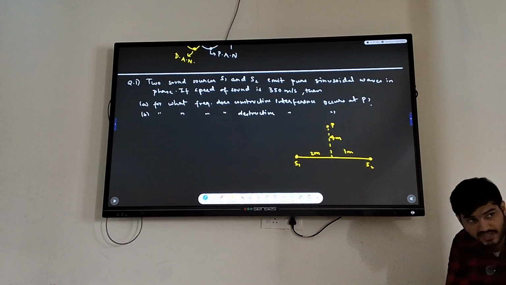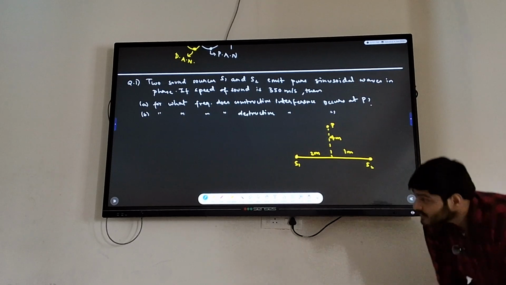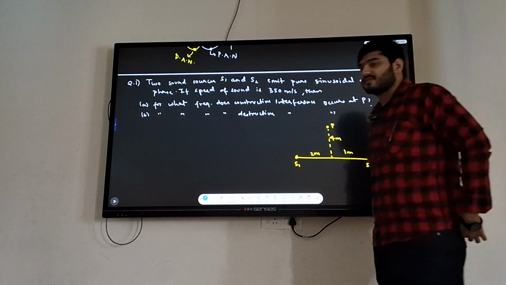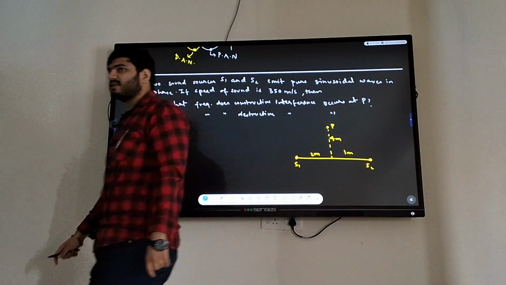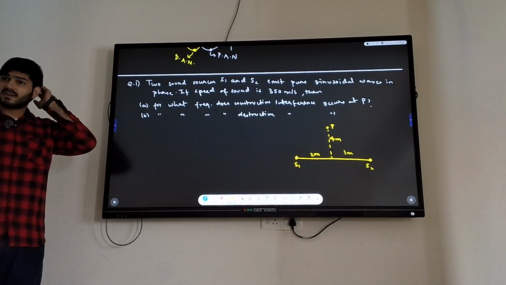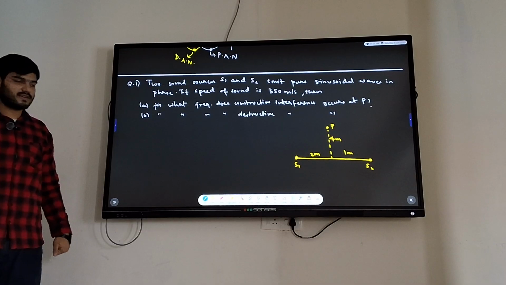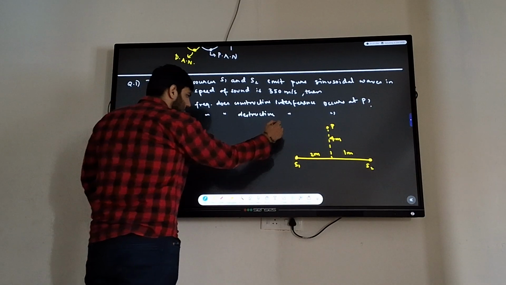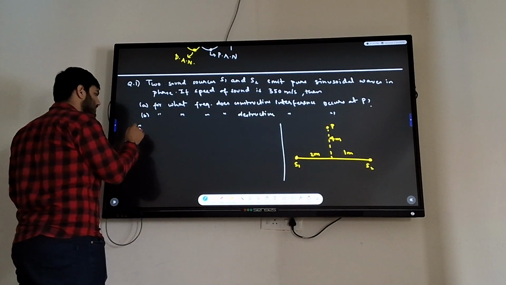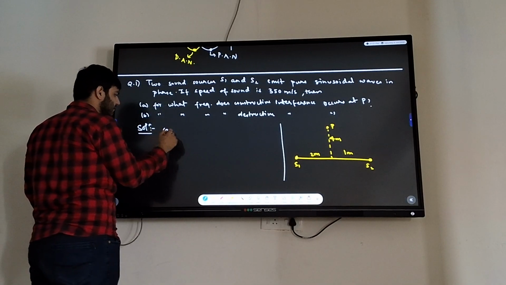Should I start with the question? It was a very simple question, just a single formula and you'll get the answer. You just have to remember what was the condition of constructive interference and find a path difference. So, what is the condition of constructive interference?